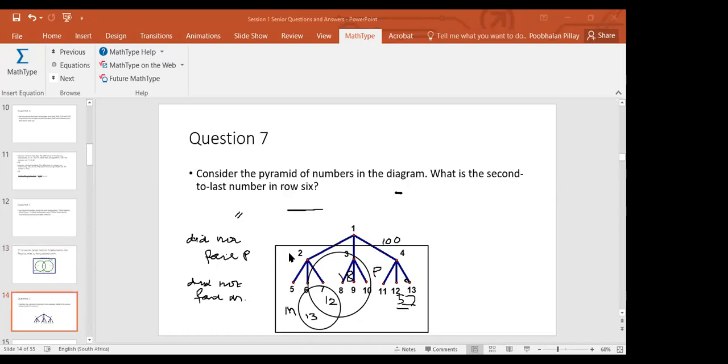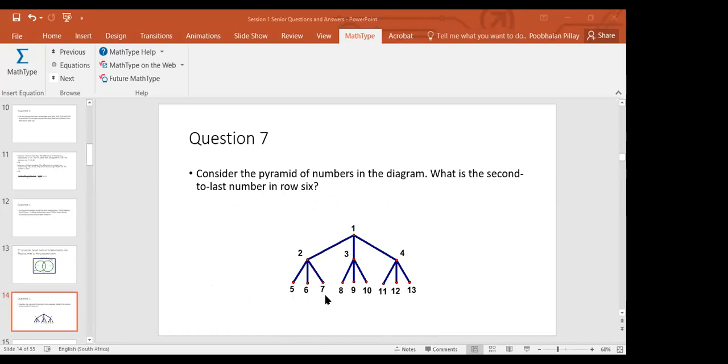All right. So we go on to question 7 now. Question 7 says, consider the pyramid of numbers in the diagram. What is the second to last number in row 6? So how are these numbers created? You see, in the first row, there is one number. In the second row, there are 3 numbers.